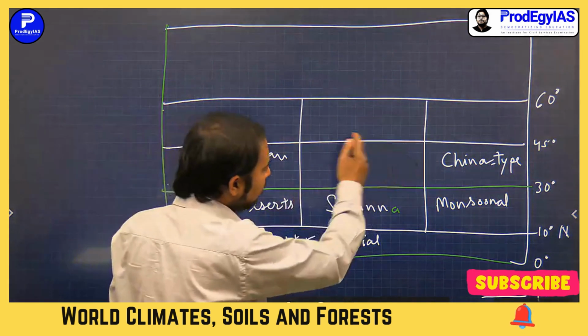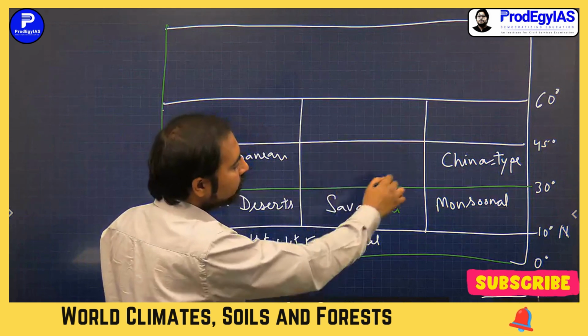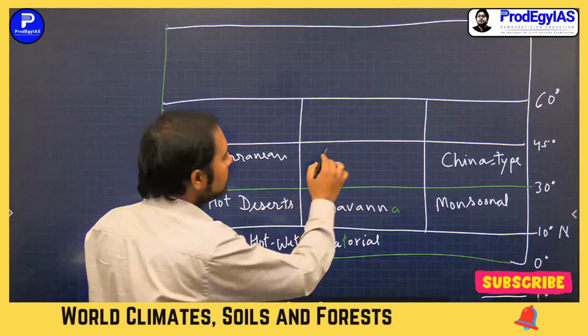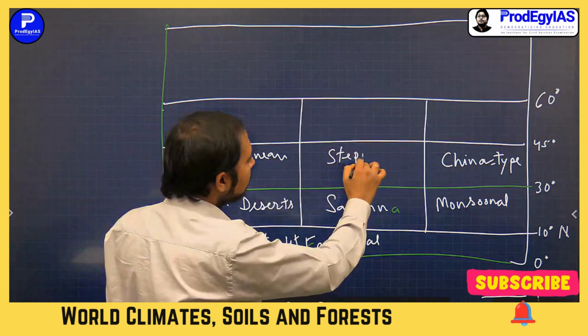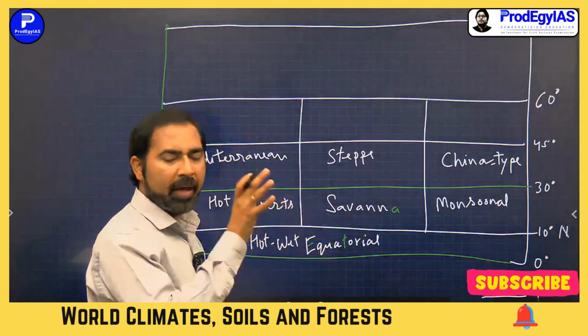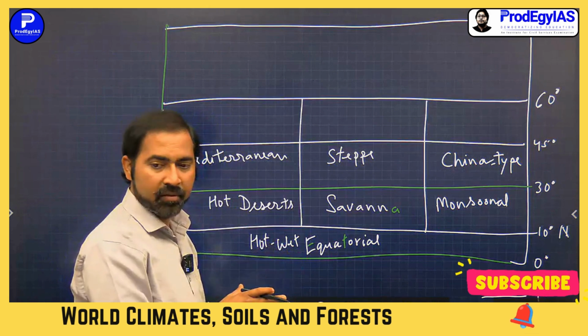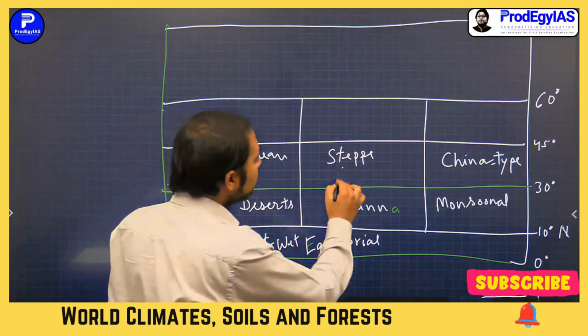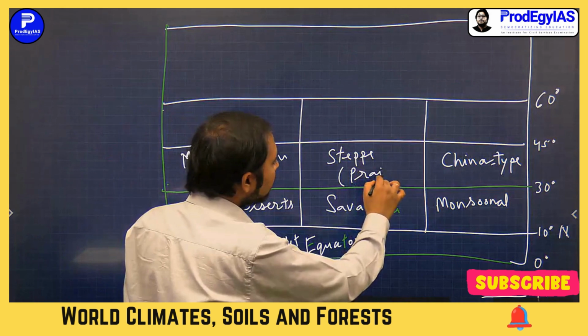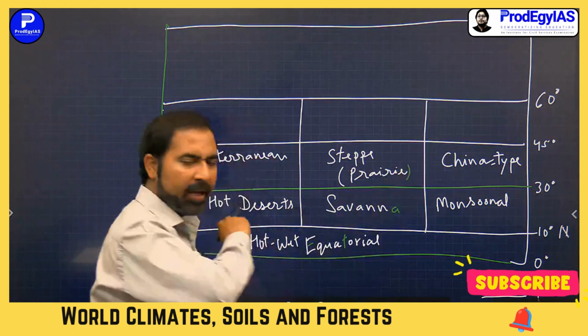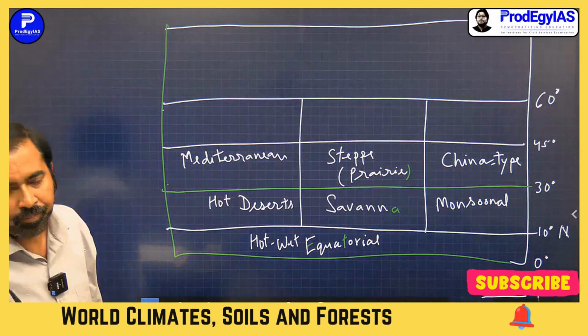And in the middle, this zone, this is known as steppe. In American continent, it is known as prairie. In America, it is known as prairie.